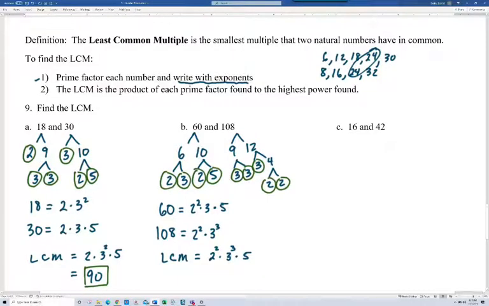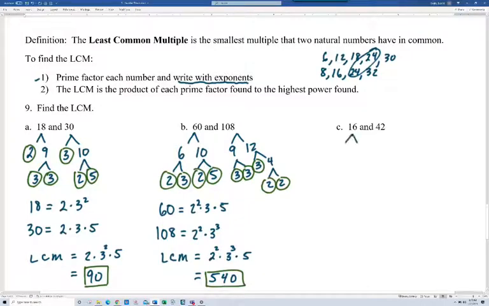So basically what you find is the LCM will always have all the factors that you find in either number. For example, 60 has 2 factors of 2. We have at least 2 factors of 2. It has 1 factor of 3. We have at least 1 factor of 3. And the same thing for the 5. If you look at 108, it's got 2 factors of 2, which we have, and 3 factors of 3, which we have. And so that's how you find the LCM. If you multiply those out, you get 540.